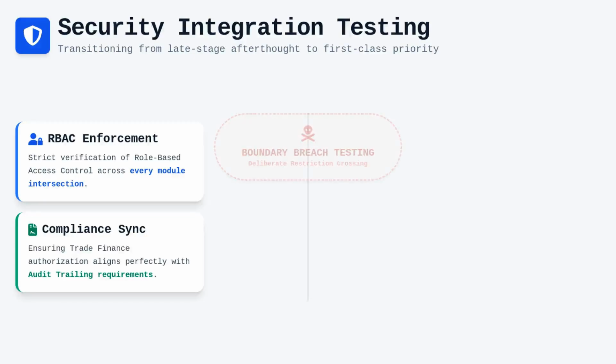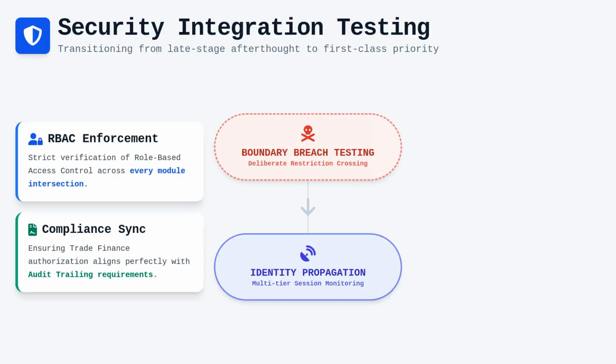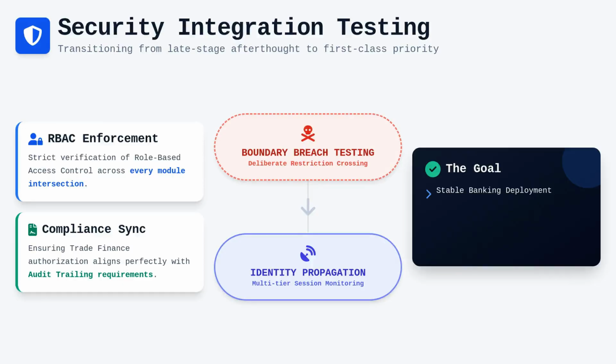I suggest testing these scenarios by deliberately attempting to cross boundaries that should be restricted. By monitoring the session management tools during these tests, we can determine if the application server is correctly handling the identity propagation across the multi-tier architecture. It is this systematic approach to verification that distinguishes a stable banking deployment from one prone to recursive troubleshooting of obscure security alerts.